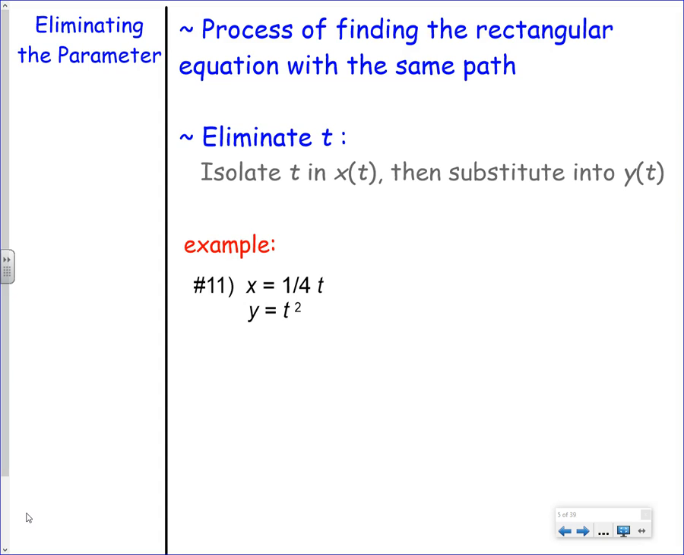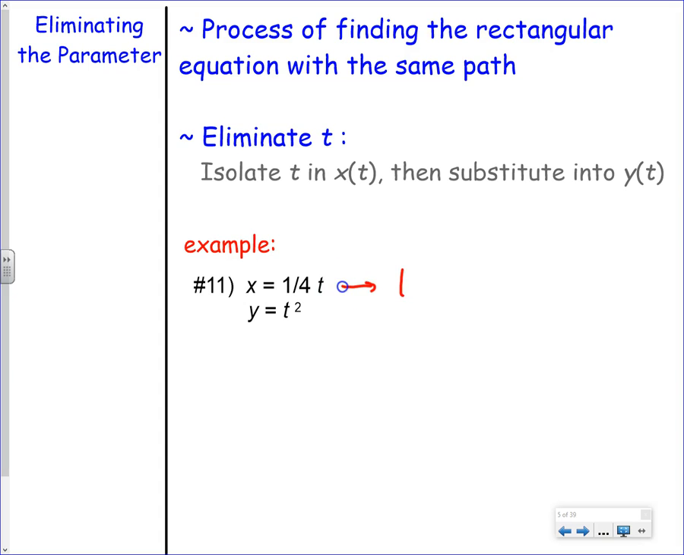Eliminate the parameter. What's it mean to eliminate something or someone? Take them out. So who are we taking out? The t. How do we take it out with math? Substitution. How do I substitute? Well, I have to get t by itself first. Kiddos, if you're looking at this and being like, oh, duh, solve for t, plug in. Okay, cool. Oh, duh, solve for t.